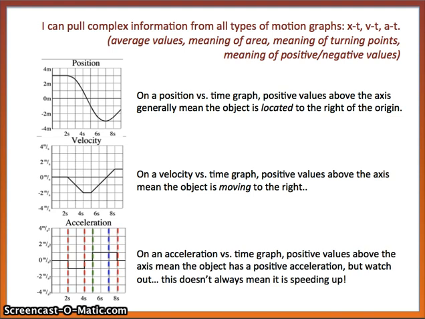Acceleration graphs, same sort of thing. The value on an acceleration graph tells you which way the acceleration points. And that can be kind of tricky, because an object with positive acceleration that moves in the positive direction is speeding up. But if it has a positive acceleration and it's moving in the negative direction, it actually is slowing down. So this is something we're going to have to spend some time working on.